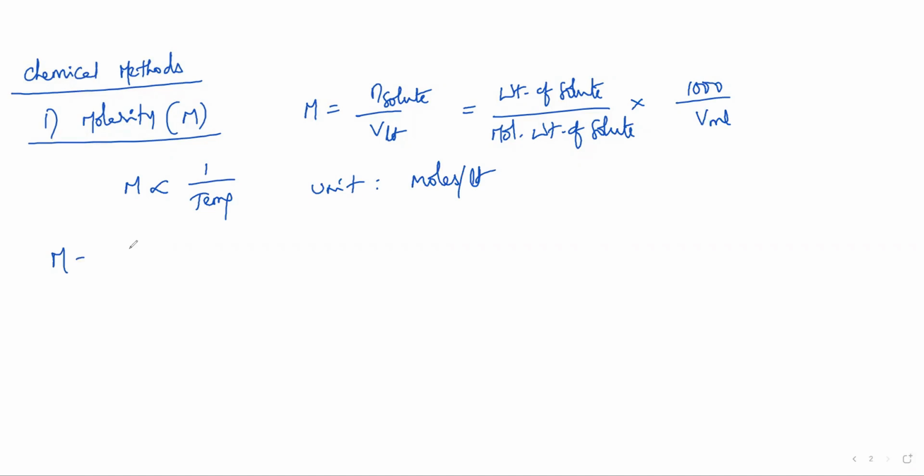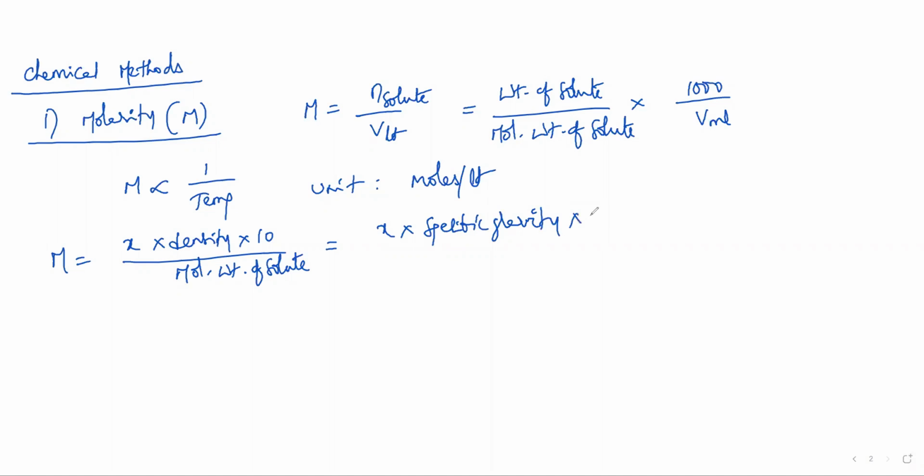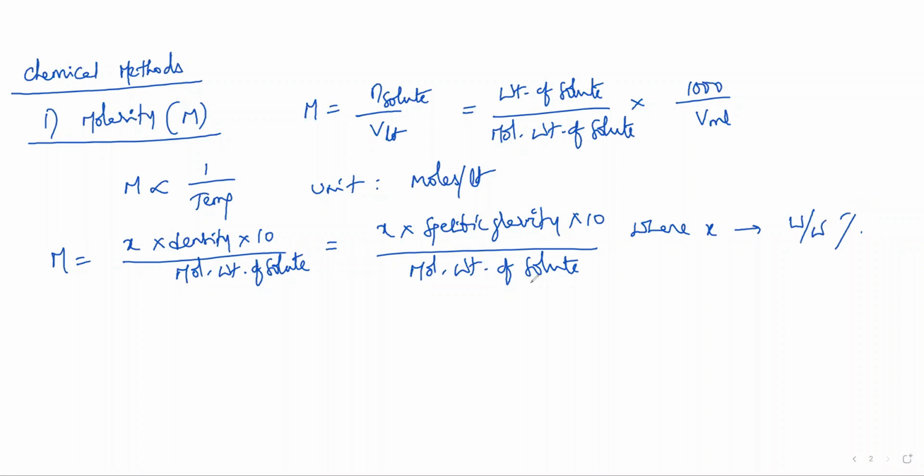Similarly, molarity is given by X into density into 10 by molecular weight of solute, or X into specific gravity into 10 by molecular weight of solute. Then what is X? Where X is weight by weight percent.